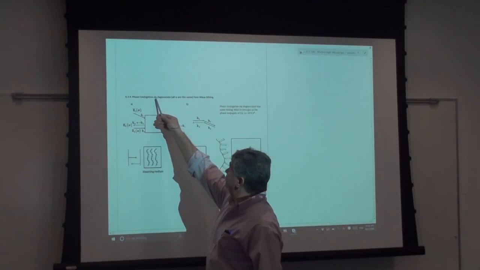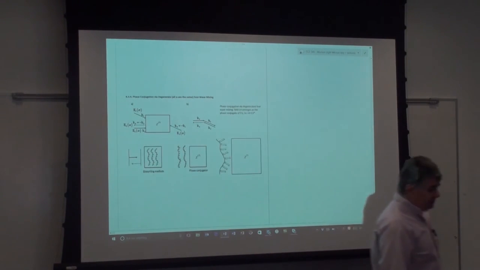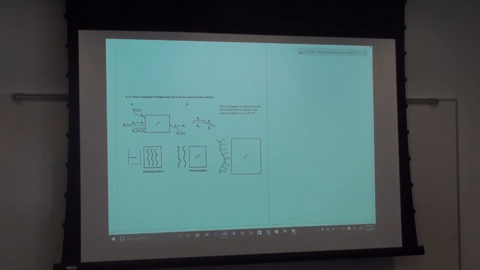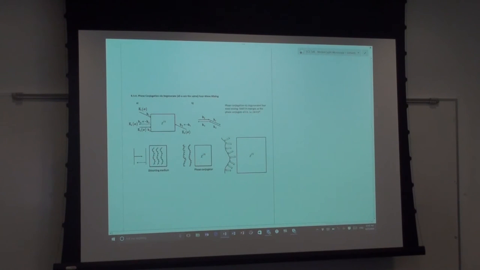Phase conjugation was first published by another one of my professors. His name is Zeldovich. 1973. In a Russian journal that you cannot read.